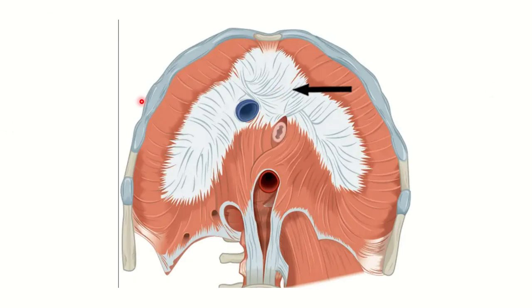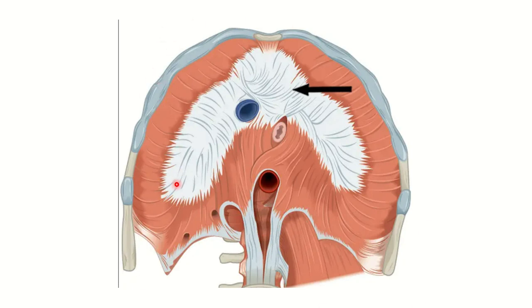Here we can see this is the diaphragm, and outside the diaphragm we can see the costal cartilage and the muscle which attaches to this costal cartilage and ribs. On this side is the vertebral column, and this whole structure is the diaphragm.